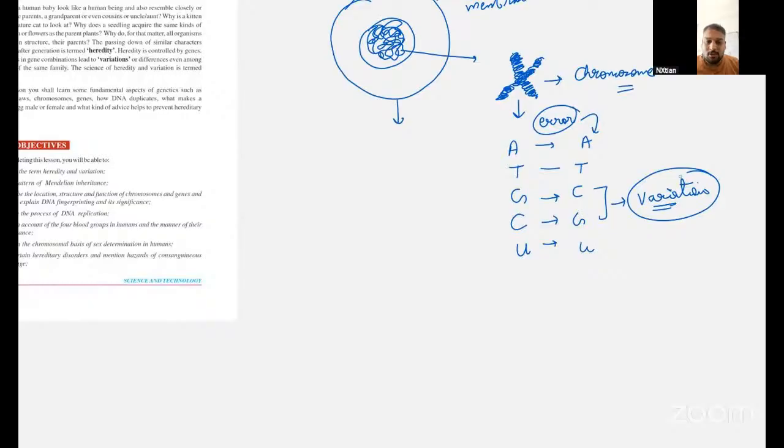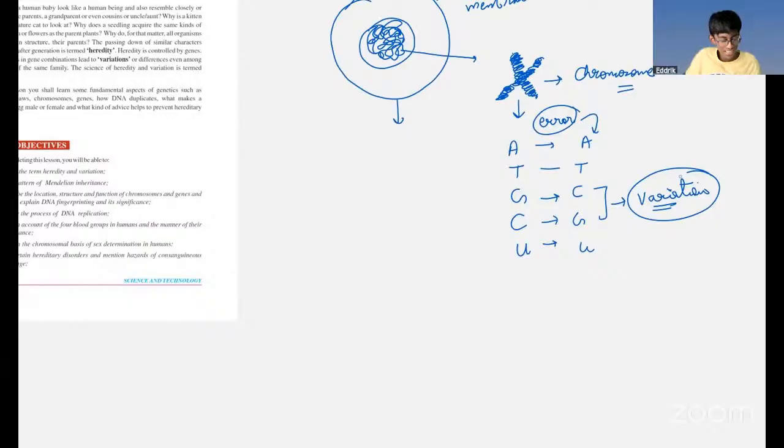And those who do sexual reproduction, in which a male has sperm and a female has ova, when the sperm and ova fuse, they have a lot of variation. Why? Because two different gametes are there. Are you getting my point? Yes. Okay. So what do you mean by variation?